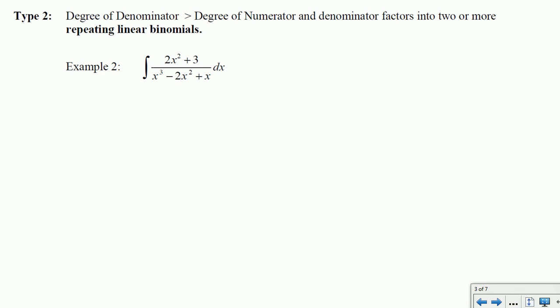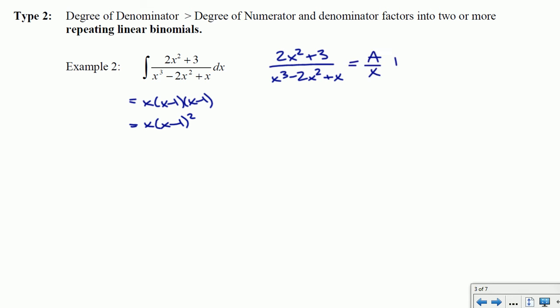And for our last example of the day, the denominator of this integral can be written as x times x minus 1 times x minus 1, or if you prefer, x times x minus 1 squared. Now hopefully we can write this original function as a over x plus b over x minus 1 plus c over x minus 1 squared.